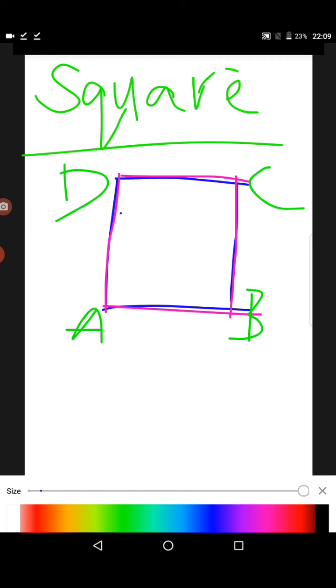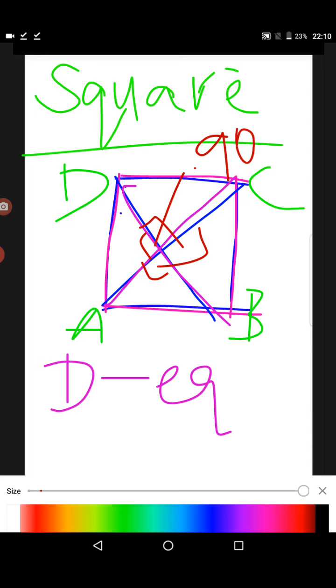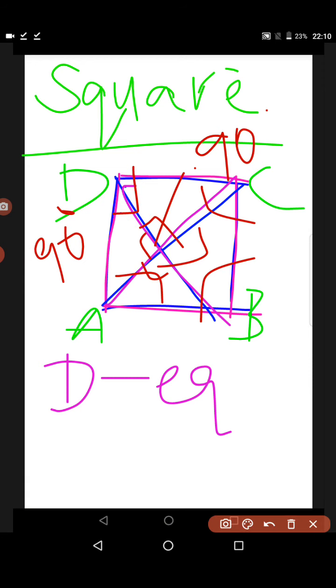So we already discussed all sides are equal, and diagonals of a square are equal. Diagonals are also equal. We are discussing it now. And the next point is, they bisect each other at 90 degrees. So we already saw that, right? Bisect each other at 90 degrees. Done. And each angle is 90 degrees. This is done in rectangle also. All angles are equal. Right? So this is about square.